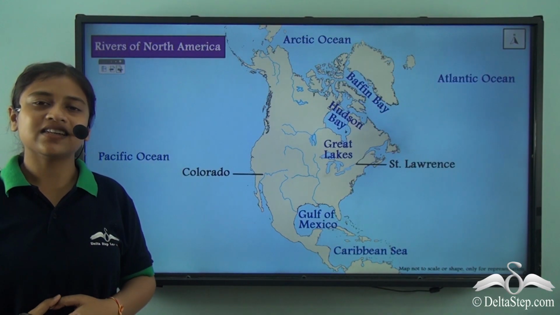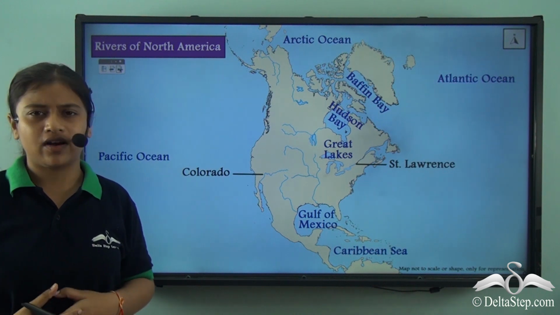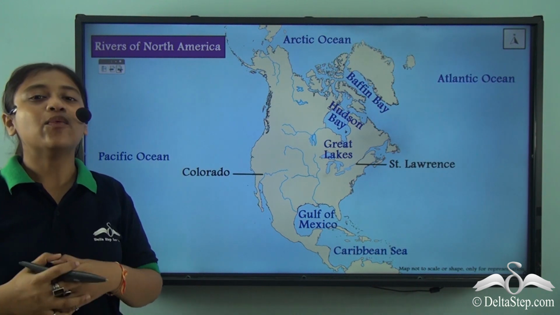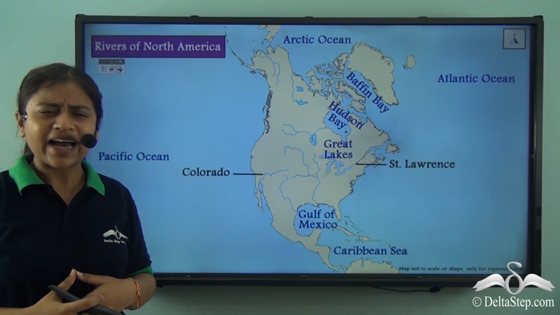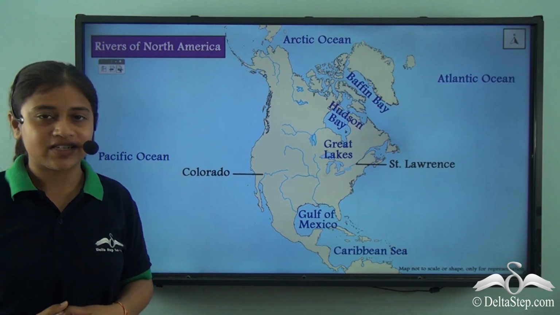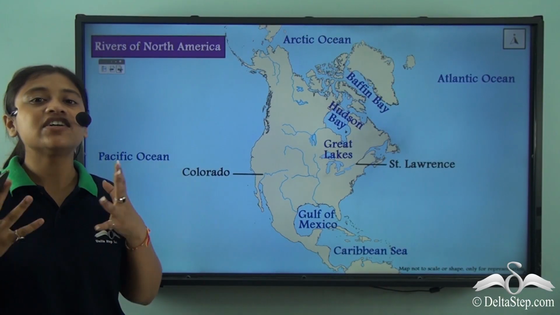In our previous class, we learned about the physical divisions of North America. In this lesson, we will be focusing on the rivers of the continent. As you can see on the map, it's quite evident that almost the entire continent is drained by major rivers, right?